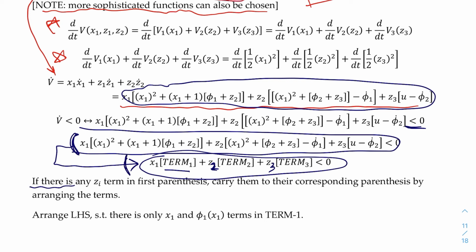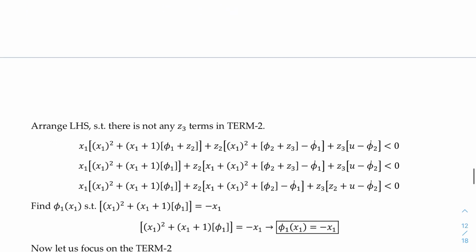From here to here, right, we need to arrange the terms. Term 1 should only have x1 and phi1, and phi1 is a function of x1. So arrange the terms in that way. And term 2 shouldn't have z3. If there is, just arrange the terms and carry that to the z3 part. Here we have z2, just carry that to that location.